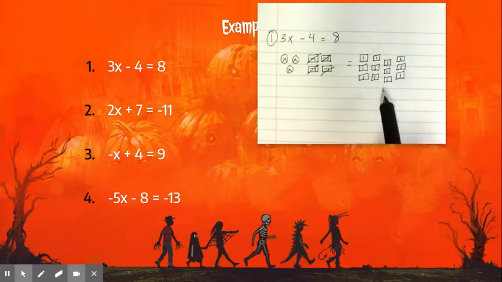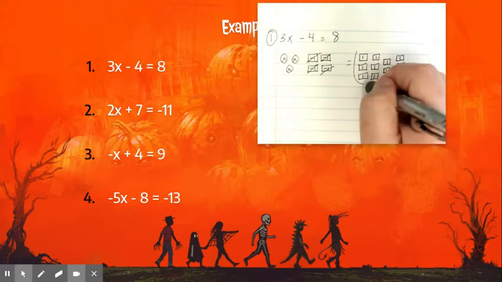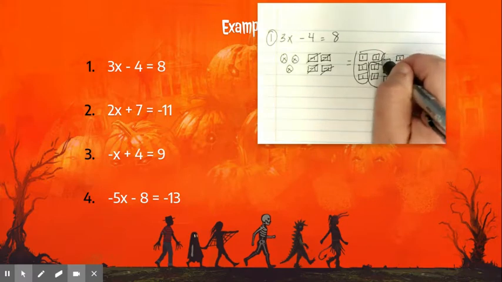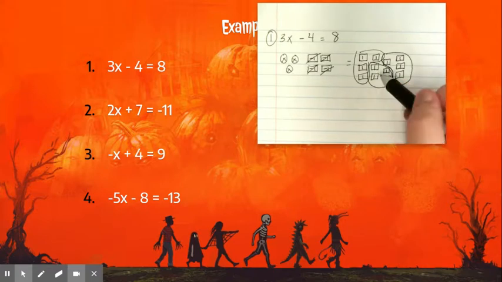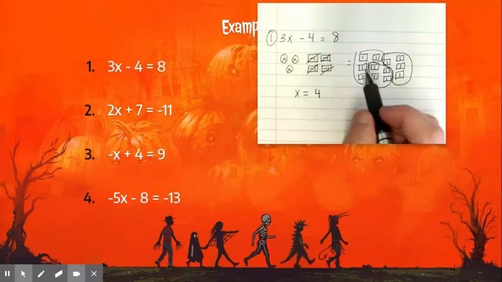Now I have 3x equals 12. So 3x equals 12. I want to group these in groups of 3. So 1, 2, 3, 4, 1, 2, 3, 4, 1, 2, 3, 4. I wanted 3 groups that are all equal. So that means x equals 4 here.